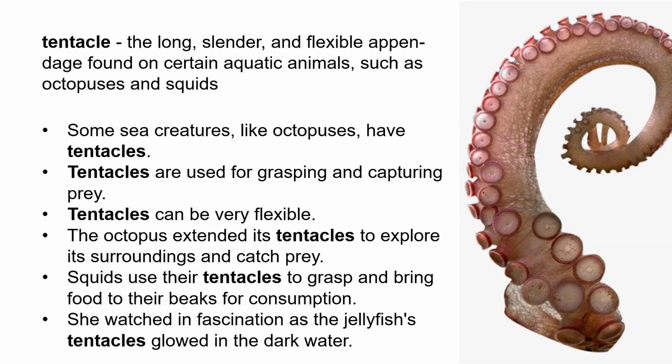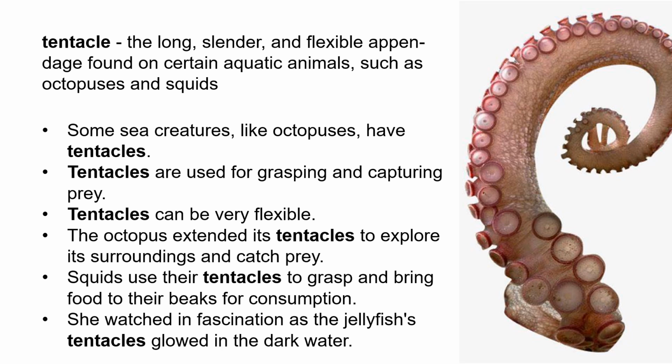Tentacle. Tentacle is the long, slender, and flexible appendage found on certain aquatic animals, such as octopuses and squids. Some sea creatures like octopuses have tentacles. Tentacles are used for grasping and capturing prey. Tentacles can be very flexible.